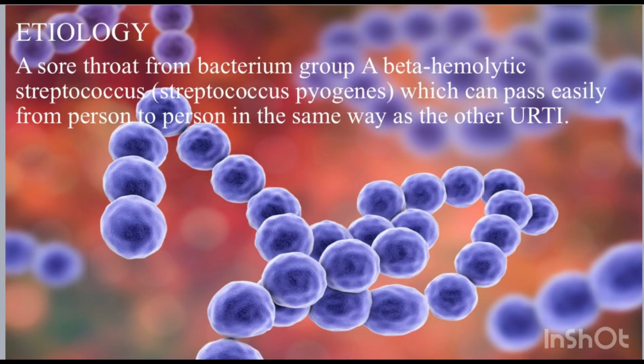There are two main etiologies. One is streptococcal infections and the other is genetic factors. A sore throat from the bacterial group A beta hemolytic streptococcus can pass easily from person to person in the same way as any other upper respiratory tract infection. These are the two main etiologies that cause rheumatic fever: streptococcal infections and genetic factors.